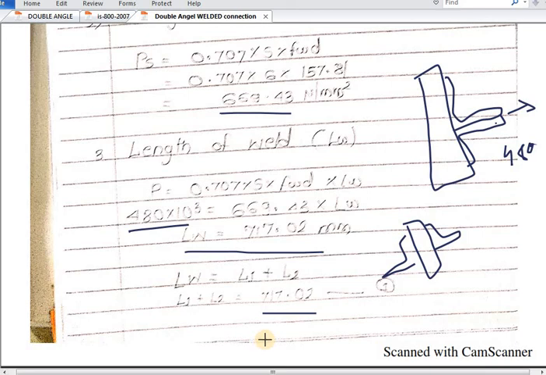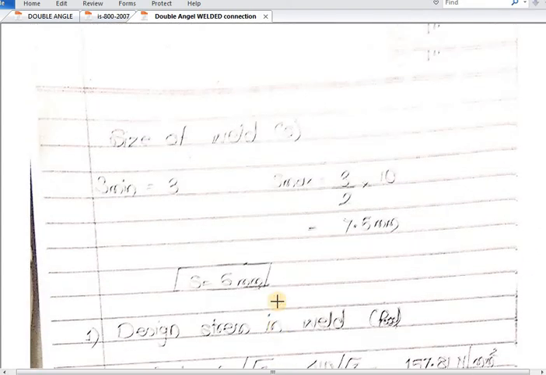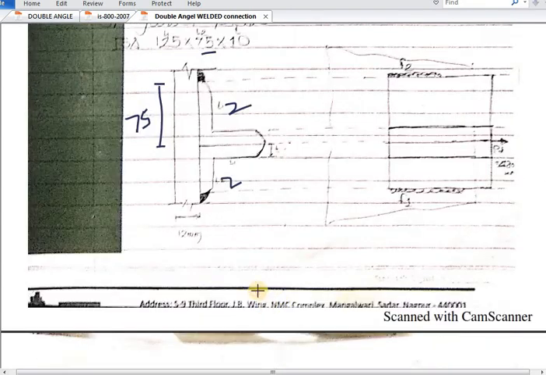Here one thing to be kept in mind: L1 and L2 will be the same. Why? See the figure. This has been connected at the sloping side, and this is also connected at the sloping side. That means this gusset plate is straight, here also straight. This is connected with the sloping side, this is also connected with the sloping side. That means L1 and L2 lengths will be the same.